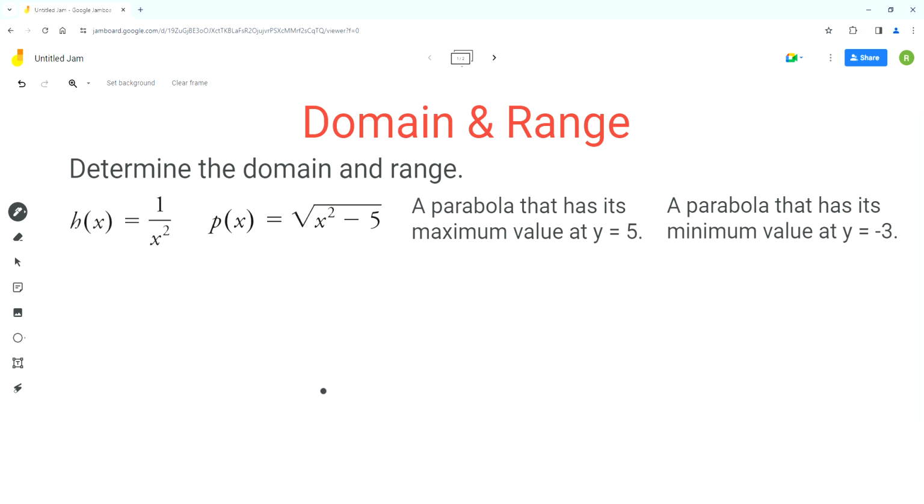So in this video, we'll find the domain and range of these given functions. So let's start with the first one. The first given function is h of x equals 1 over x squared.